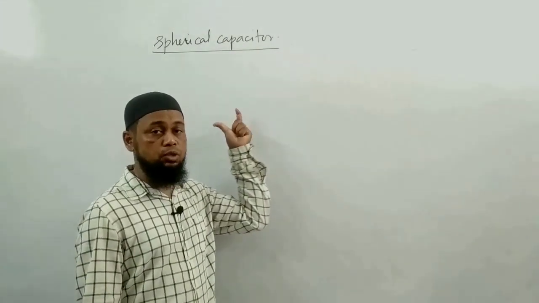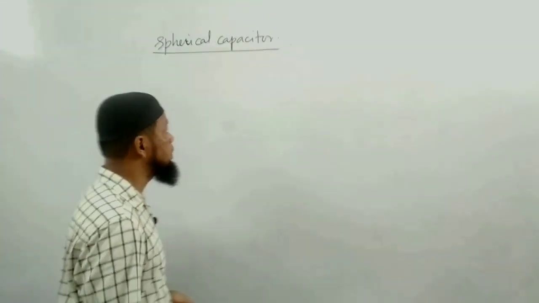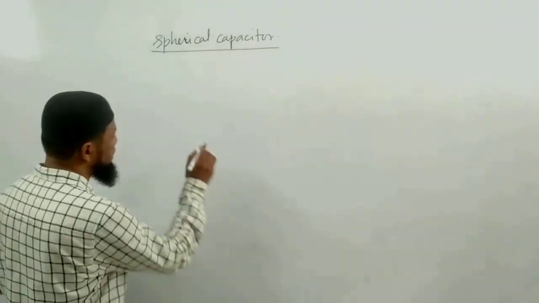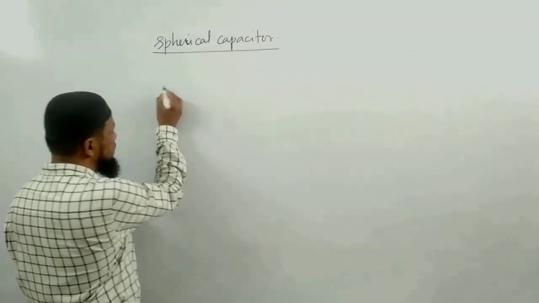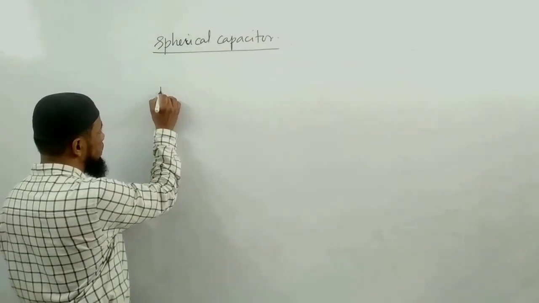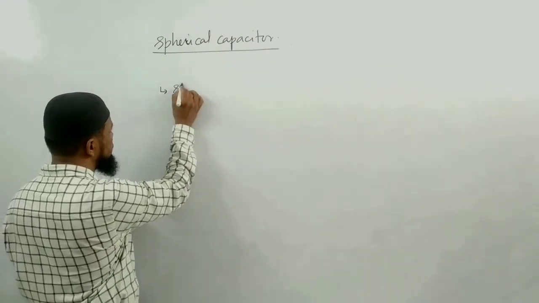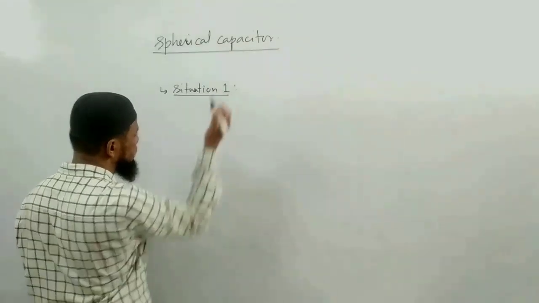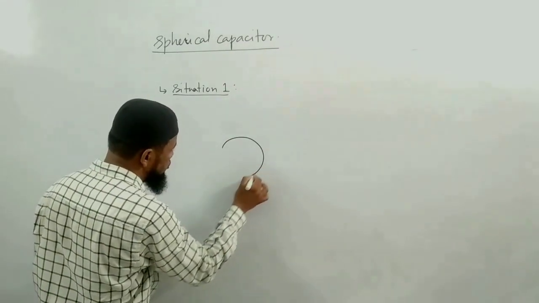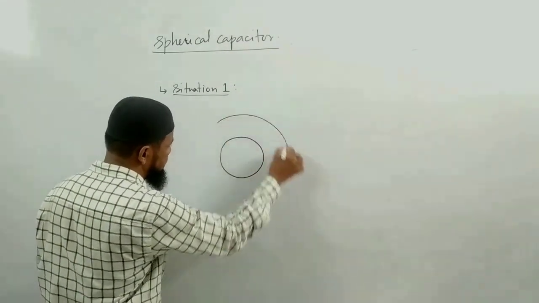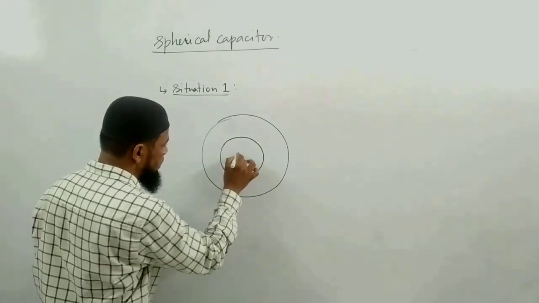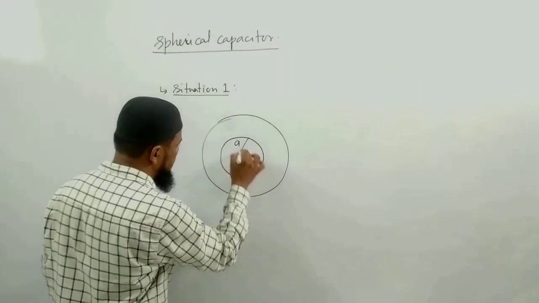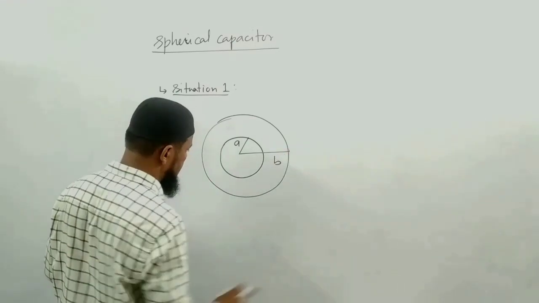Now let me come to the point of spherical capacitors. In spherical capacitor, there are two situations. In the first situation, we are considering two concentric spherical shells. I'll consider the radii to be A and B.